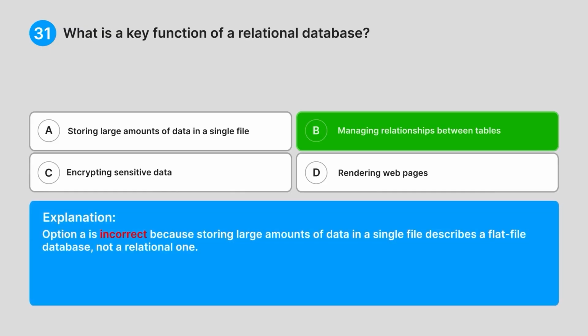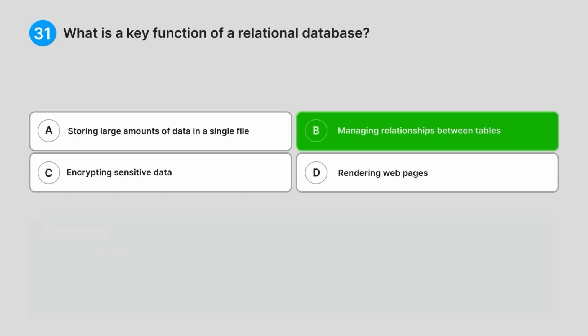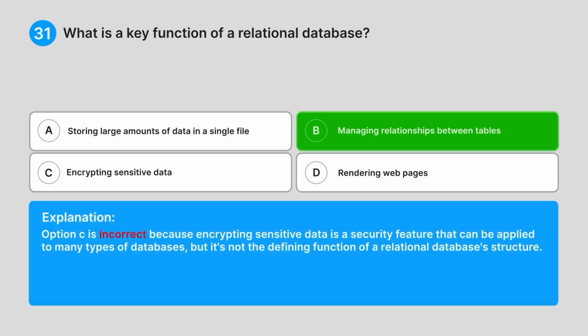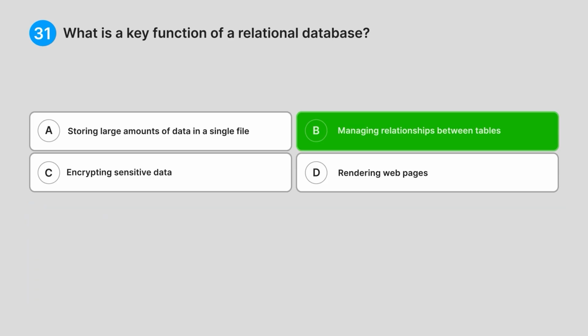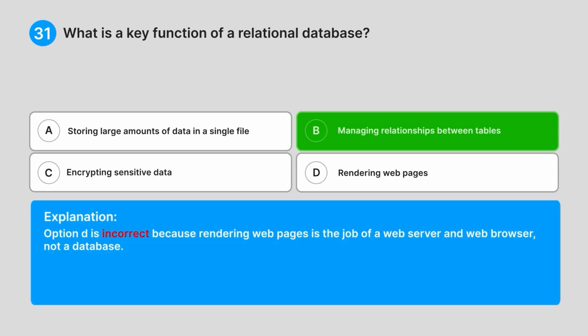Option A is incorrect because storing large amounts of data in a single file describes a flat file database, not a relational one. Option C is incorrect because encrypting sensitive data is a security feature that can be applied to many types of databases, but it's not the defining function of a relational database's structure. Option D is incorrect because rendering web pages is the job of a web server and web browser, not a database.